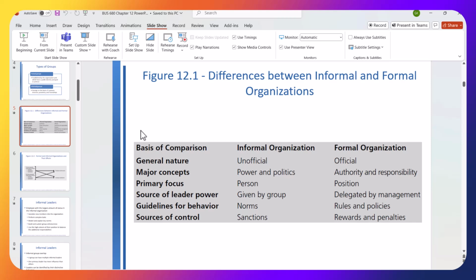Guidelines of behavior is what the norms are for that group. Are they good norms or bad? And rules and policies. Sources of control: sanctions, rewards, and penalties. So you see this is very different between formal and informal.